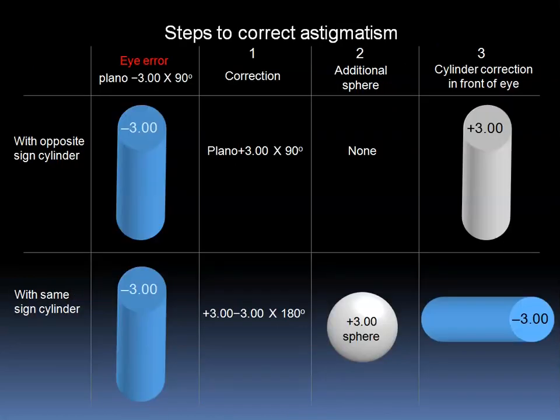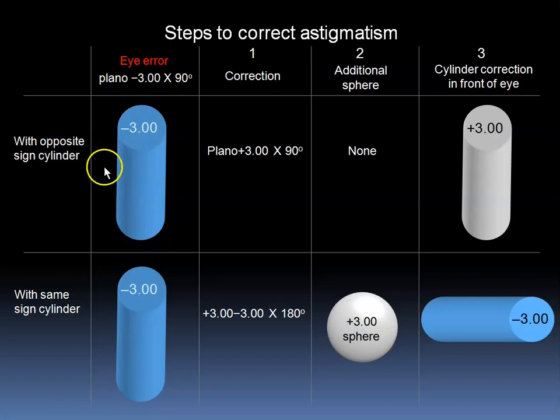Here we describe how we would correct an astigmatic error of the eye with a correcting cylinder. In this case, we see a minus 3 diopter cylinder eye error.